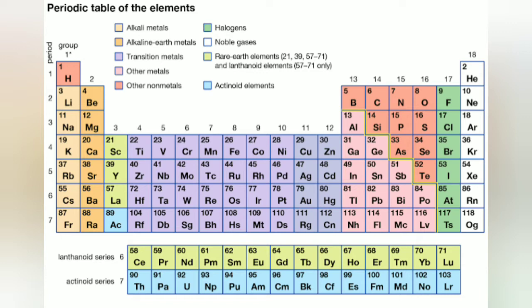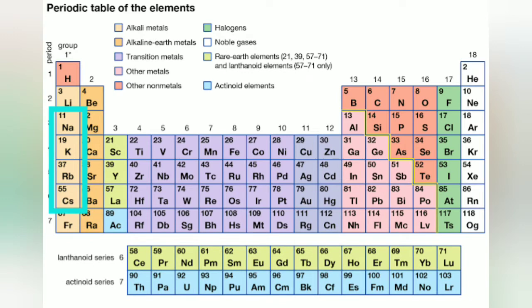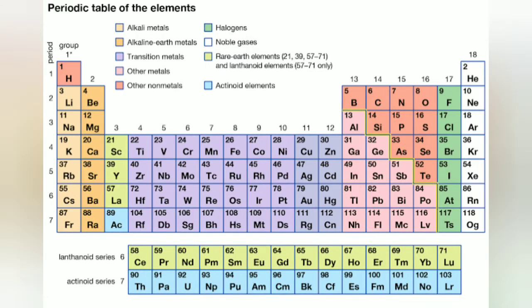For example, see this table. Here, sodium, potassium, rubidium, cesium are grouped together in the same vertical column because they have similar properties, like they all are metals, they all contain one electron in their valence shell, etc. Also see, sodium and nitrogen are arranged in different vertical columns because they have different properties. Sodium is a metal but nitrogen is a non-metal, sodium is a solid but nitrogen is a gas, sodium has one electron in its valence shell and nitrogen has 5 electrons in its valence shell, etc.